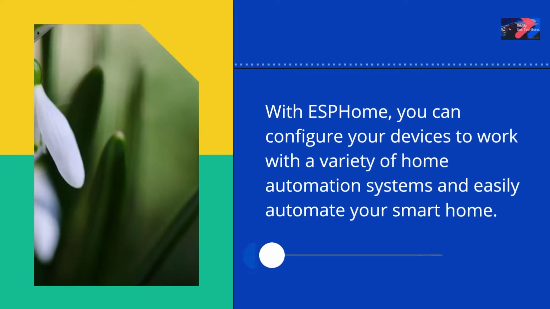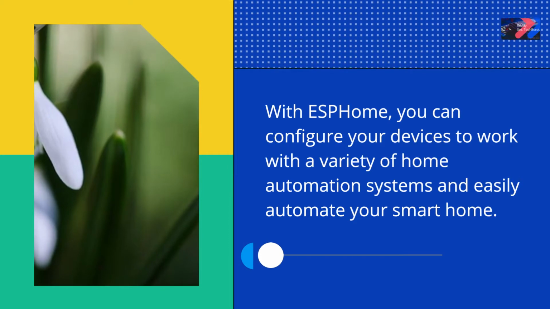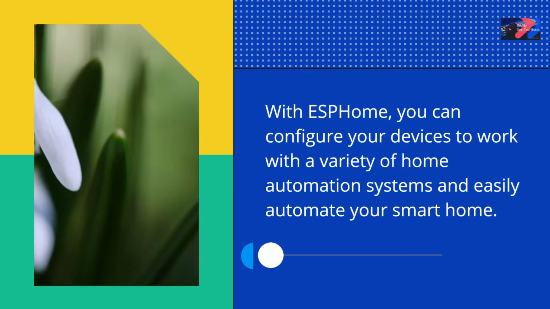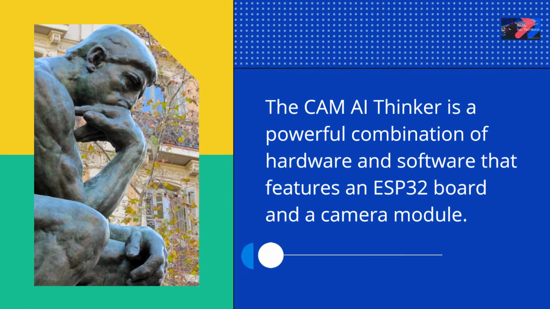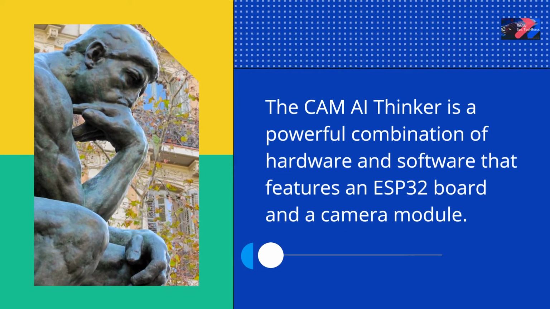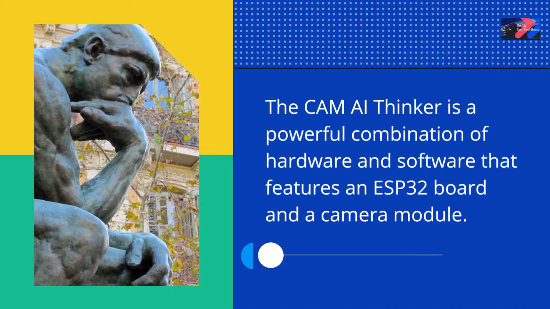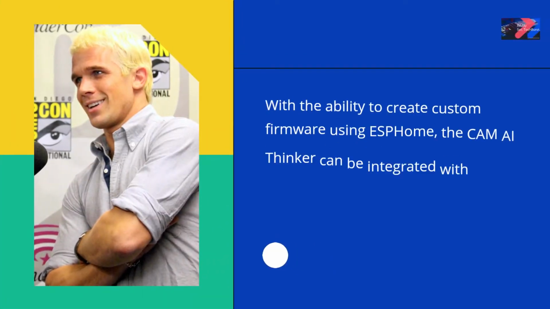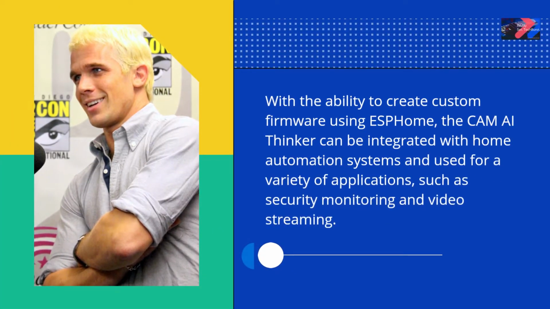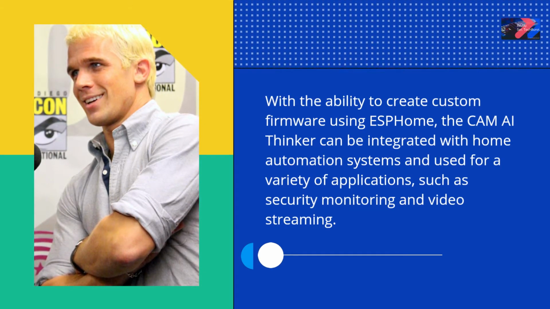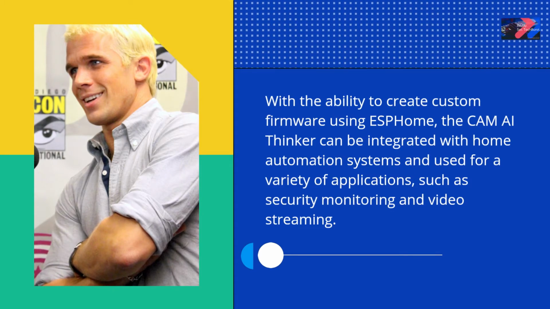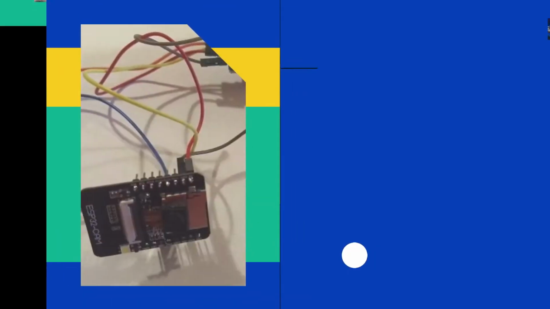With ESPHome, you can configure your devices to work with a variety of home automation systems and easily automate your smart home. The CAM AI Thinker is a powerful combination of hardware and software that features an ESP32 board and a camera module. With the ability to create custom firmware using ESPHome, the CAM AI Thinker can be integrated with home automation systems and used for a variety of applications, such as security monitoring and video streaming.